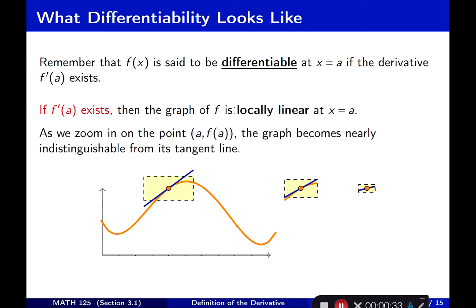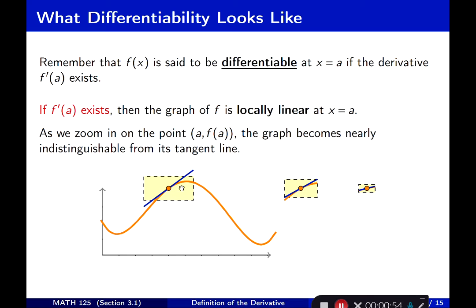If you really zoom into the graph at x equal to a, if f prime exists, then the graph is going to be linear. As we zoom in on the point a, f of a, the graph becomes nearly indistinguishable from the tangent line.